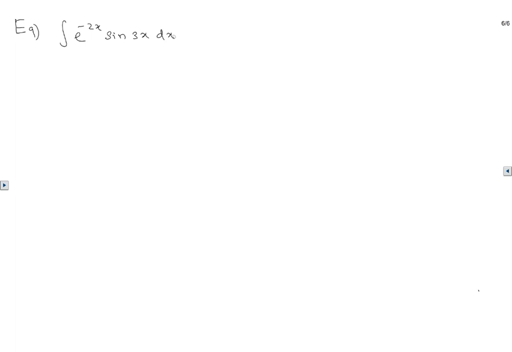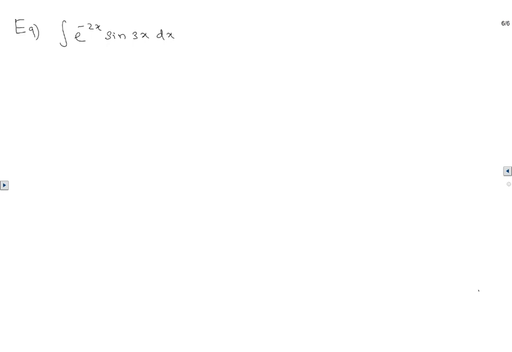Okay, so e^(-2x) sine 3x, and you know that if you try to do the regular way, you have to do this twice. You have two integrals, you have to integrate twice and then combine, things like that. But with this method, you don't want to do that. You can do it in one. So that is one of the benefits of this technique.